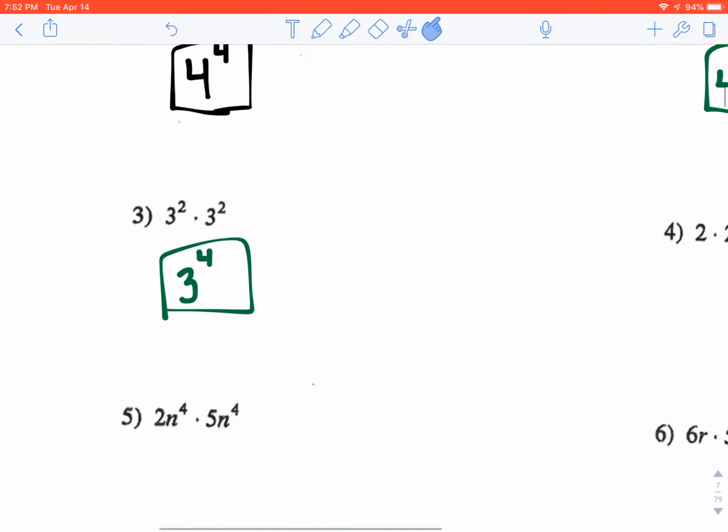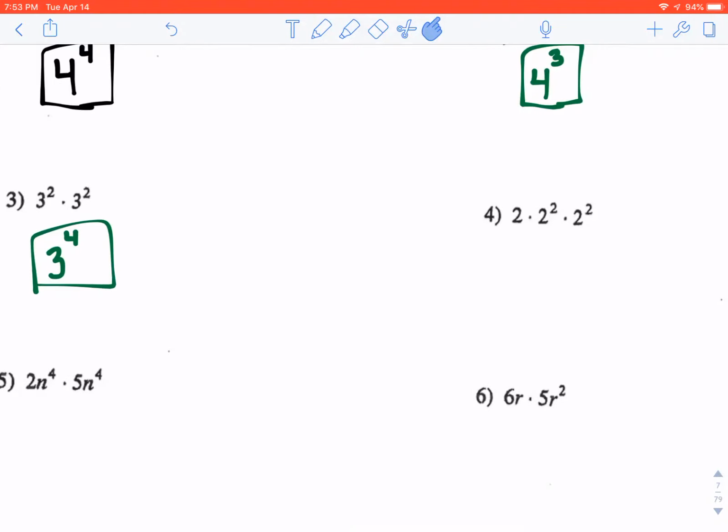Number 4. You have 2, so put a 1 above the 2, times 2 to the 2nd, times 2 to the 2nd. Rewrite your base of 2, and then again you should have taken your exponents and add them. 2 plus 2 is 4, plus 1 more is 5. So 2 to the 5th.